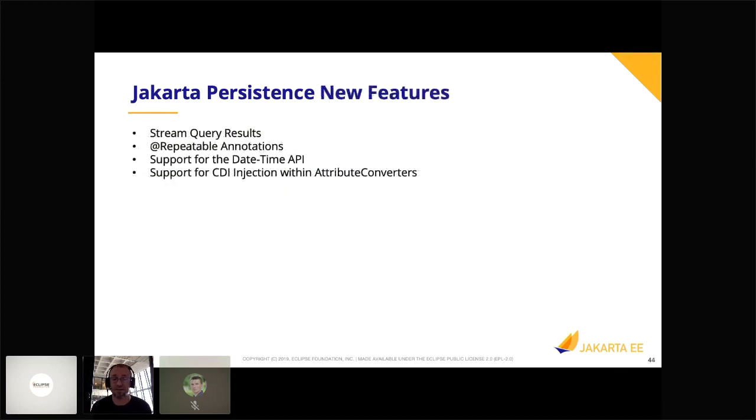Jakarta Persistence does have some new features that were brought to the API in the later releases. You're able to stream query results now by returning a stream using the getResultStream method on the JPA interfaces of Query and TypedQuery. Mark annotations as repeatable by using the Repeatable annotation. This allows more than one of the same annotations to be used multiple times in a class or attribute without using a container annotation. Also, the date-time API is now supported in Jakarta Persistence, along with the ability to utilize CDI injection within your attribute converters.